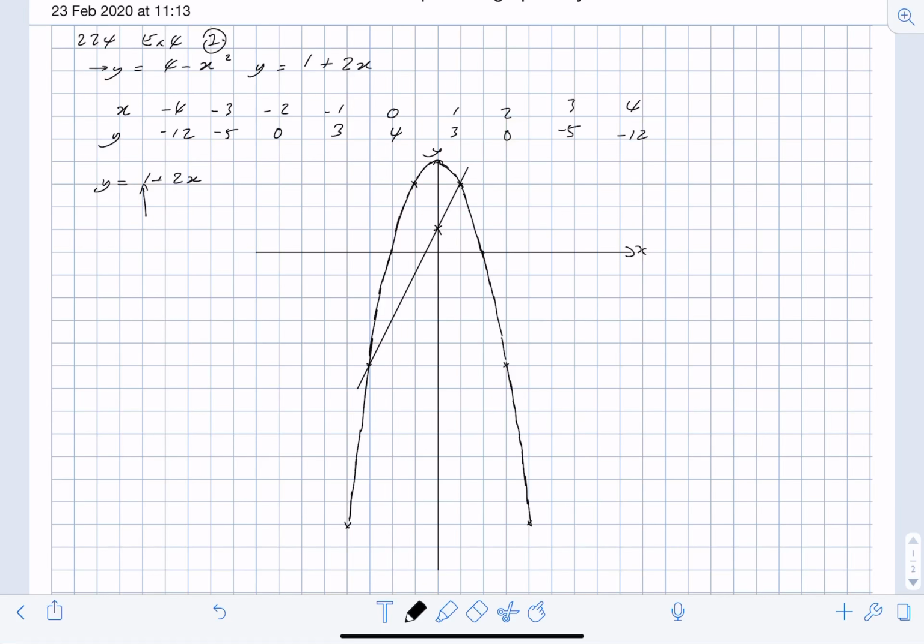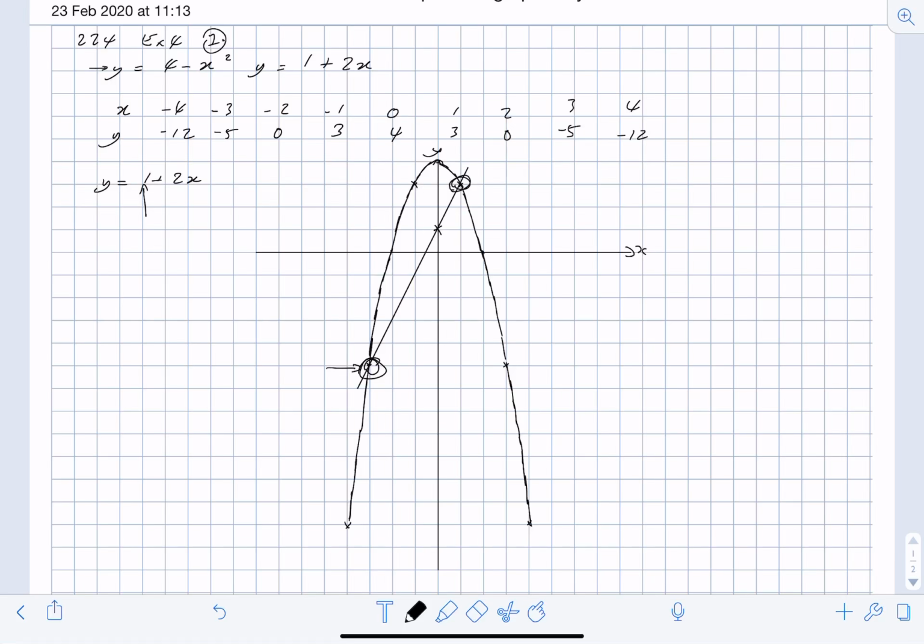Okay, so that's my other graph, and the solution to these two simultaneous equations are simply where the graphs meet. Because remember, all the points on a graph are just solutions to an equation, and the place where the solution, i.e. x and y, are the same for both equations happens at this point and this point because they're the same coordinates. So it must be our solution.